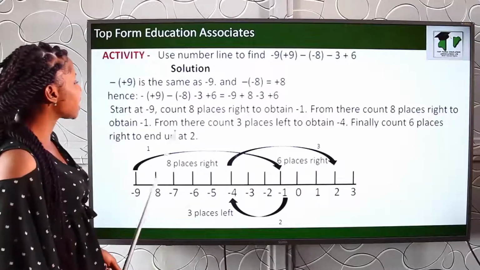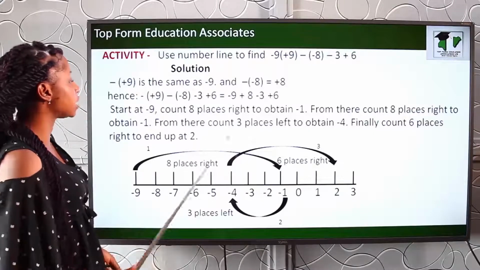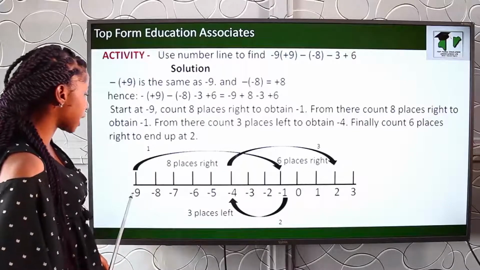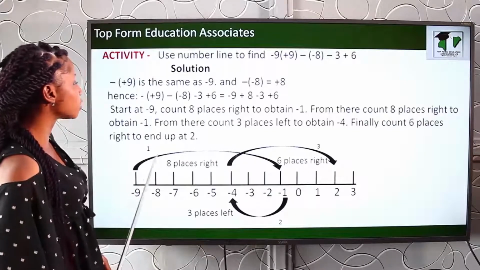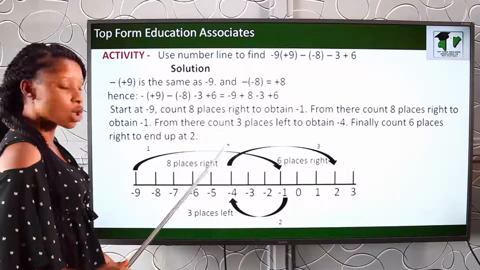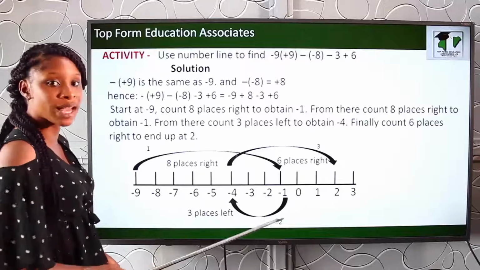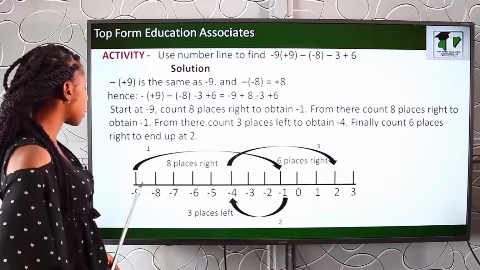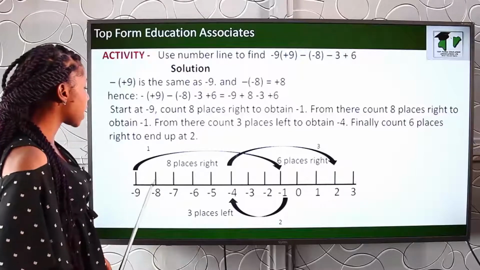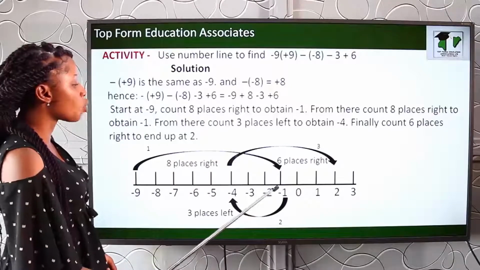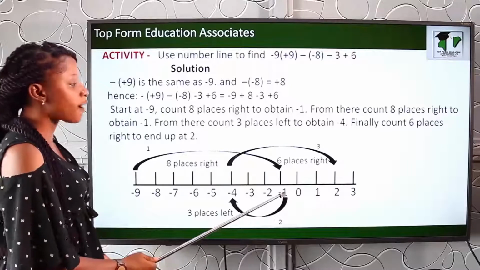Now, to get minus 9 plus 8, we're going to start at minus 9. This is our minus 9, and we count 8 places to the right. Why to the right? Because we are adding. In a horizontal number line, when we are adding, we count to the right. Now, you start at minus 9 and you count 8 places right. Now, when you do that, we have minus 1. Okay, we have minus 1.